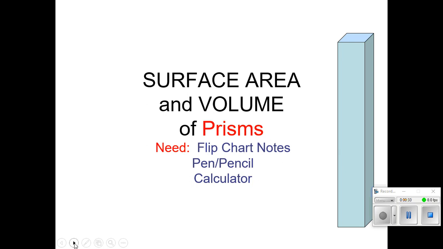Okay, so you're going to need your notes and something to write with. We're going to start with a lot of formulas for this unit, so maybe have a highlighter or something so you can highlight those formulas in your notes and find them easily. But I would definitely call this a prism page, if you will, in your notes, okay?